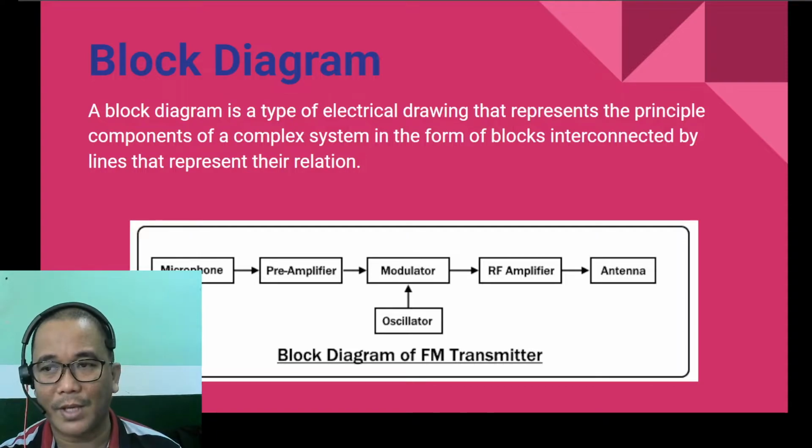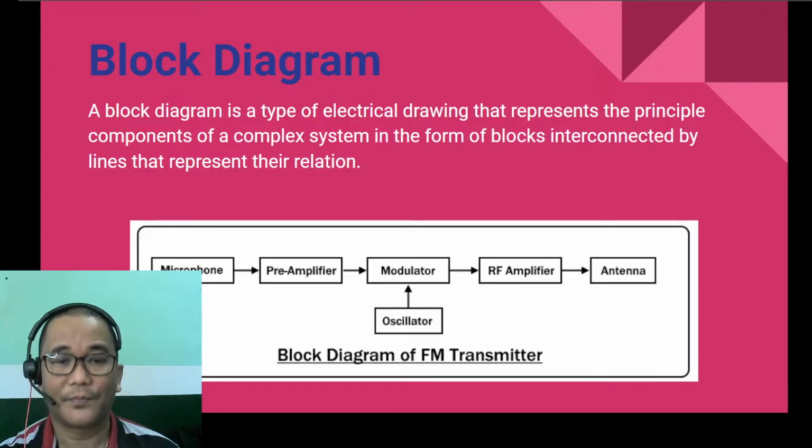It lacks information about the wiring and placement of individual components. It only represents the main components of the system and ignores any small components. This is why electricians do not rely on block diagrams. Here is our example, a block diagram of an FM transmitter.